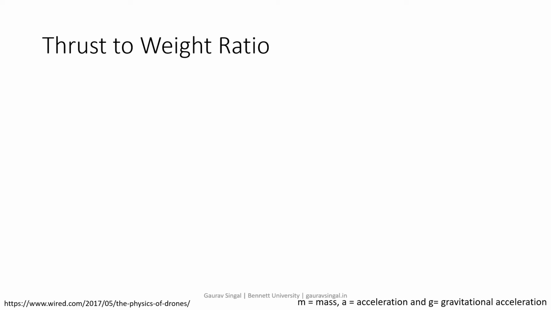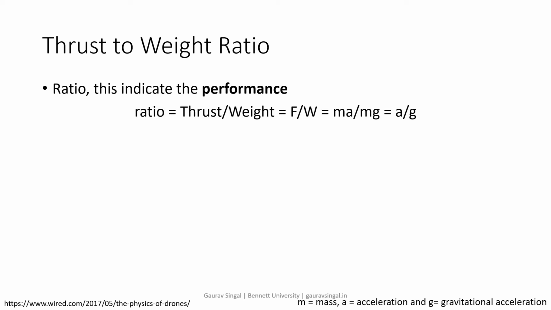Thrust to weight ratio, I think I covered in the previous lecture, I can just give you a brief. The ratio indicates the performance of the motor. The ratio is basically thrust divided by weight, F divided by W. Thrust is represented by force, weight is W, where F is basically ma, that's mg. The ratio should be greater than 1 to accelerate vertically. If the ratio is not greater than 1, then it will not work.